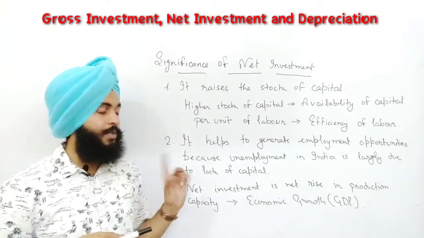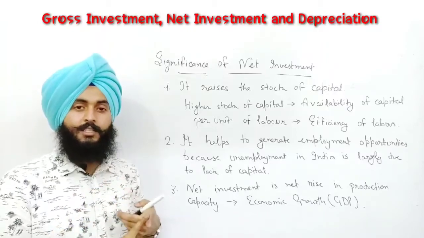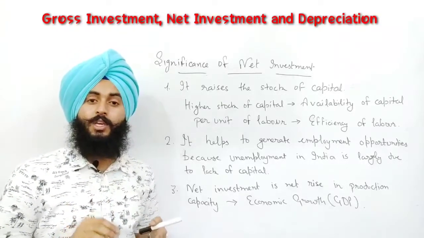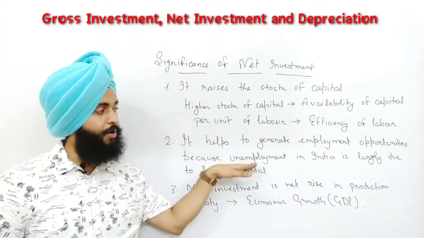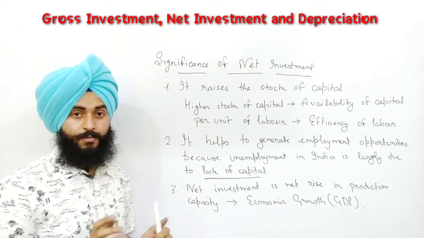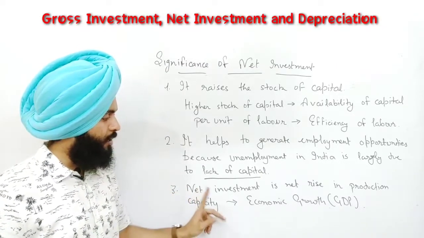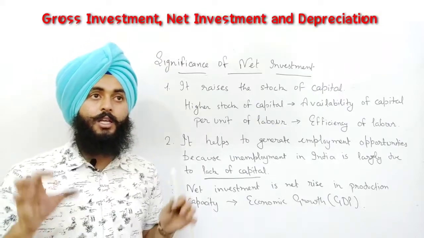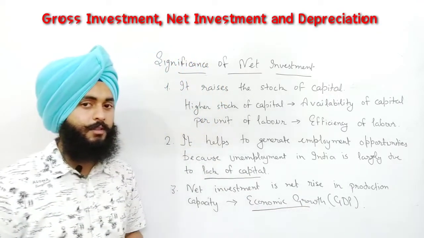Second point is, it helps to generate employment opportunities. Now the main thing is, like in our India, why is it still called a developing country? Why is it not called a developed country yet? Now the thing is, we always have a lack of investments. Always. That's why we have unemployment, largely due to lack of capital. Okay, if we have better investments, obviously we will have better capital formation. Third point, net investment agar hogi achhi, there will be a net rise in the production capacity. And if we can have better production capacity, obviously it leads to economic growth, GDP.